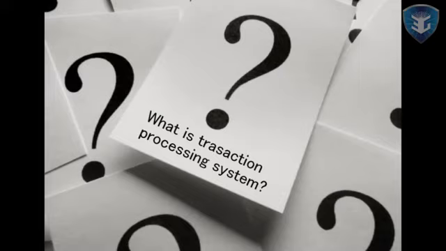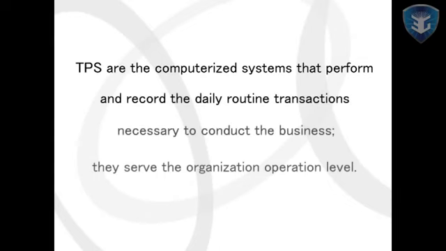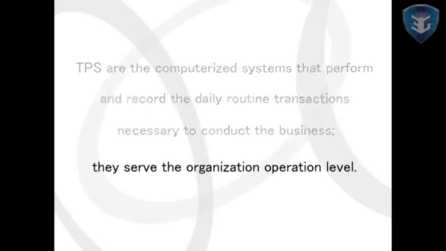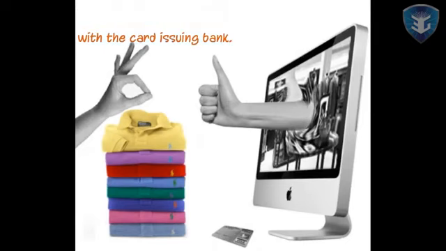What is a Transaction Processing System, TPS? It is a computerized system that performs and records the daily routine transactions necessary to conduct the business. They serve the organization's operational level. In the credit card world, a transaction is any communication with the card issuing company.